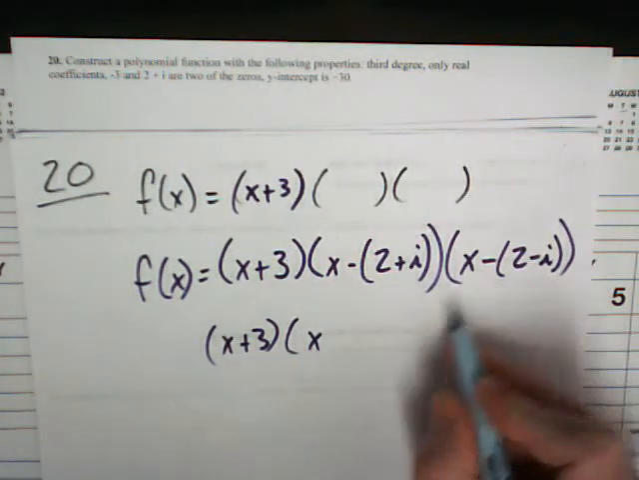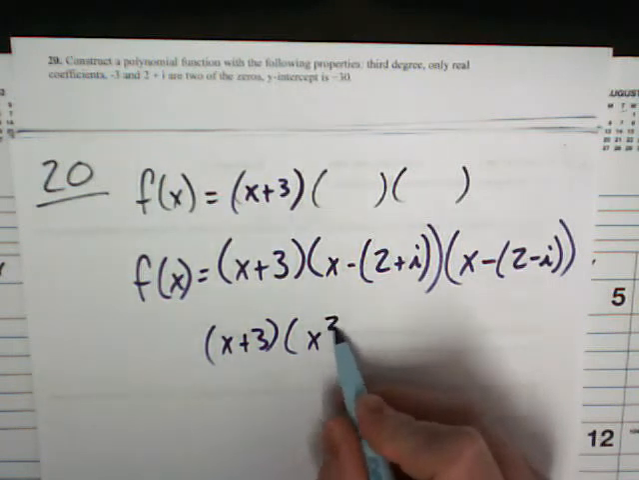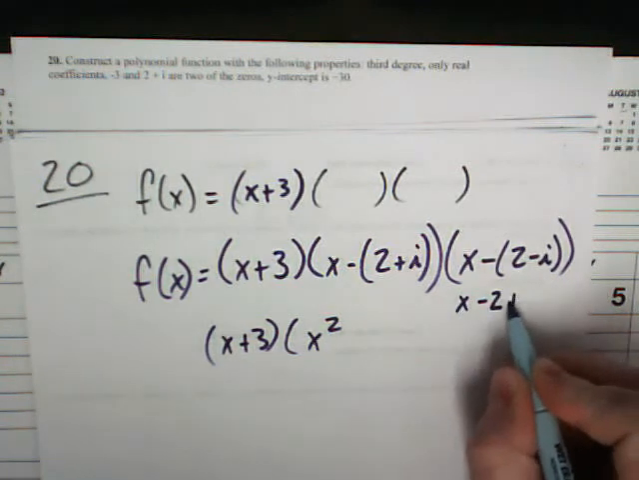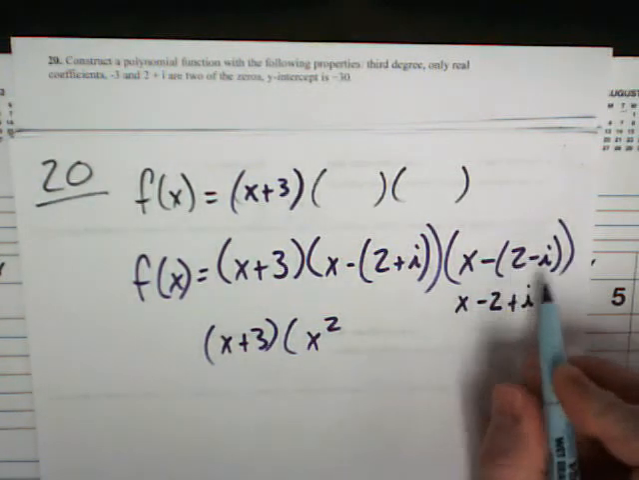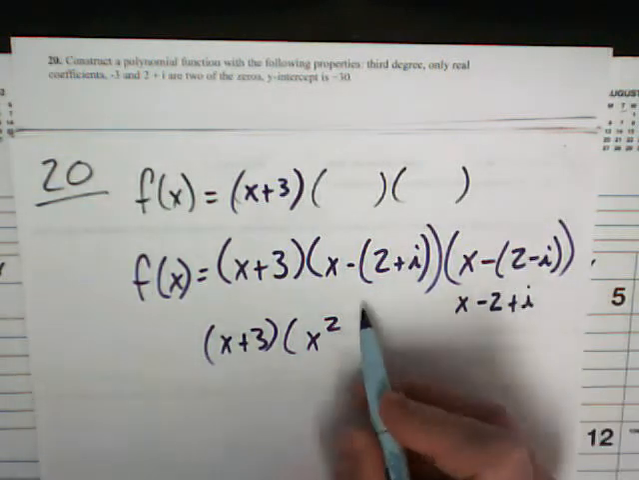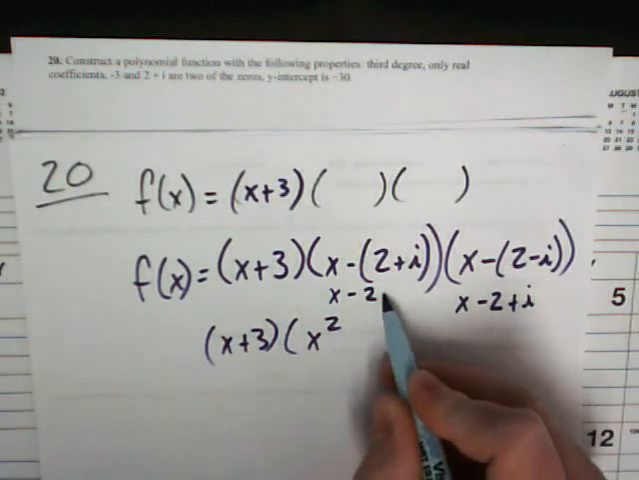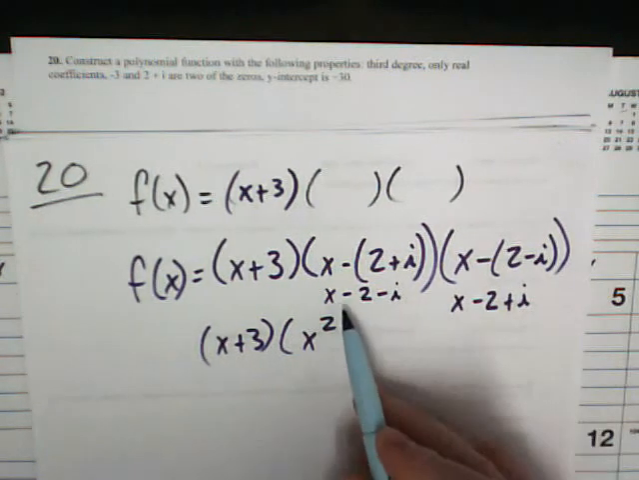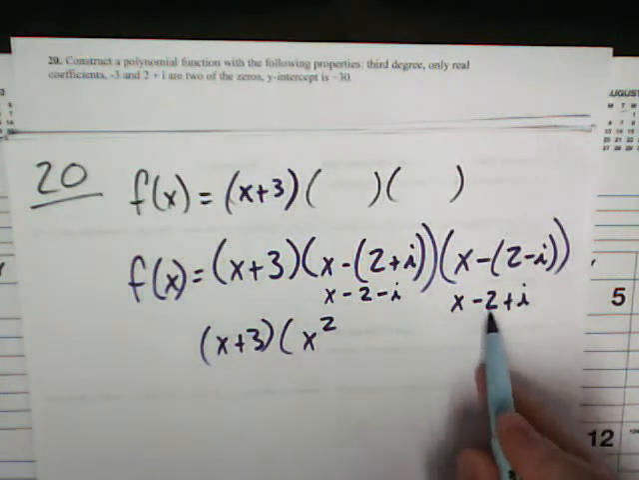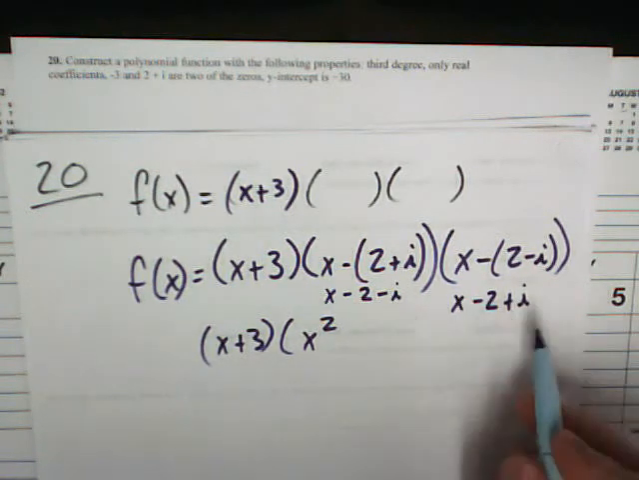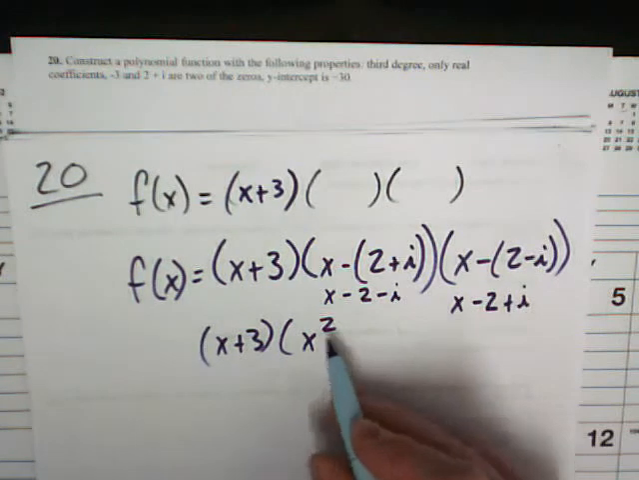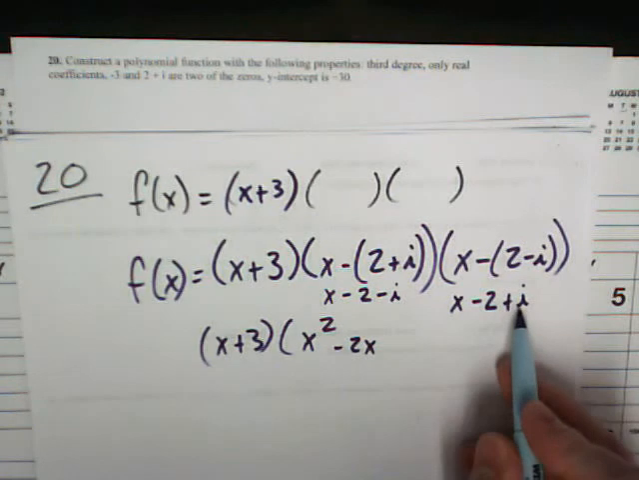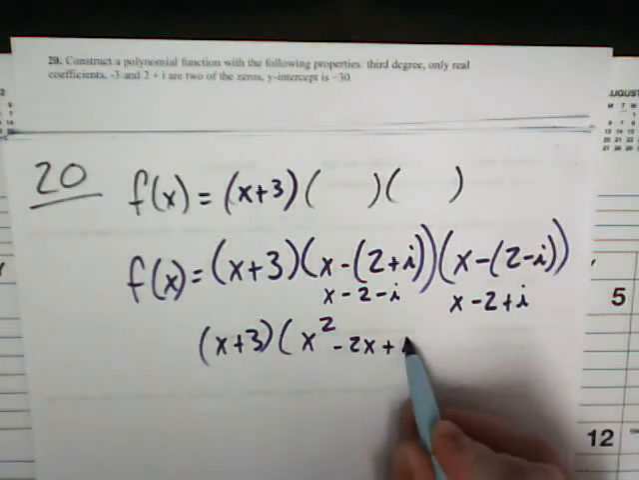So x times x is x squared. Now x times both of these. Now this winds up being x minus 2 plus i. I'm going to distribute my negative, so I get a negative 2 plus i. And this over here would be x minus 2 minus i as well. I'm going to distribute my negative. Okay, so x times all three of these, negative 2 times all three of these, and negative i times all three of these. That's how you distribute and multiply this out. So x times x, x squared. x times negative 2, negative 2x. x times this guy here, the i is a positive ix.